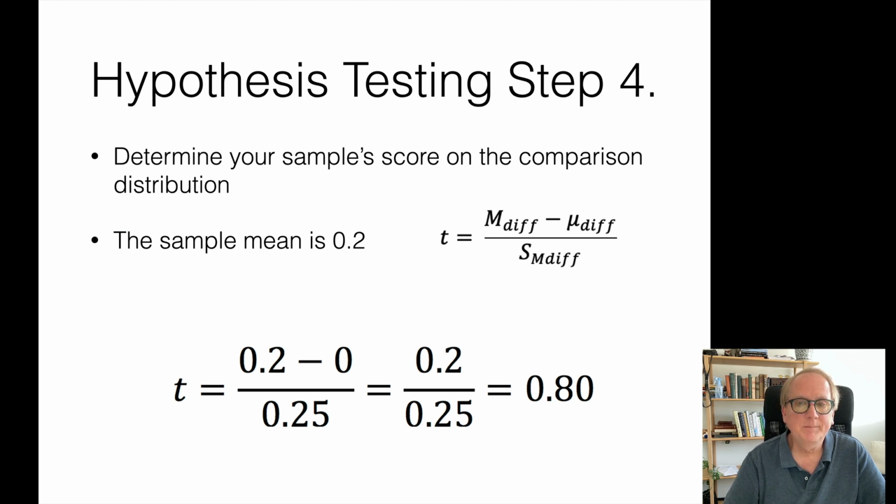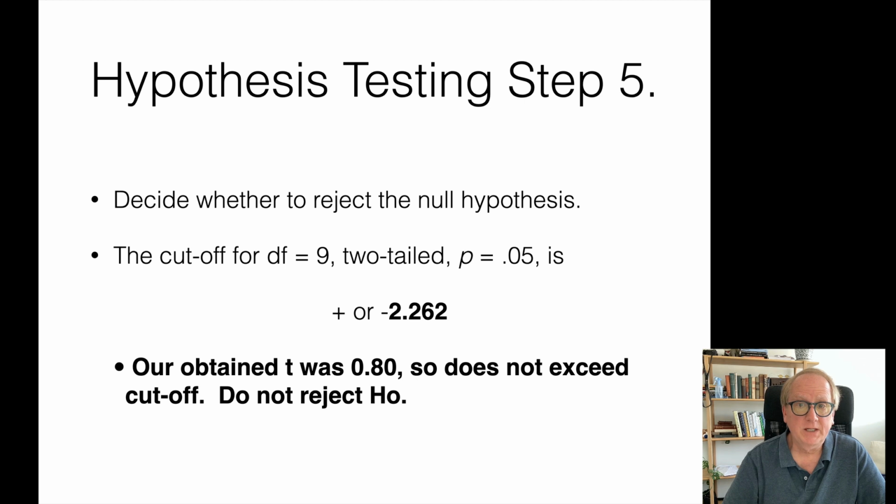That's not a very big t, and you might remember that the cutoffs here are 2.262. So my obtained t is a little bit above the mean, but it's nothing very extreme. It's something that would happen quite frequently when the null hypothesis is true. So deciding whether to reject the null hypothesis, I'm going to say that my obtained t, because it was 0.8, does not exceed the cutoff. Therefore, I conclude that I do not reject the null hypothesis. So I say that I have no effect of my subliminal message. There isn't any effect here.